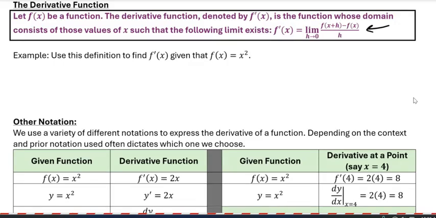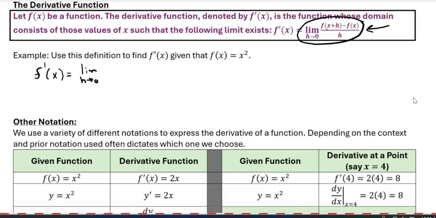Let's do that with the one that we just made a picture of on the graph. Let's consider f of x is x squared. Let's find our first derivative function, f prime of x. So it's going to be equal to the limit as h goes to 0 of, well, here's the definition over here. I don't want to rewrite the whole thing.